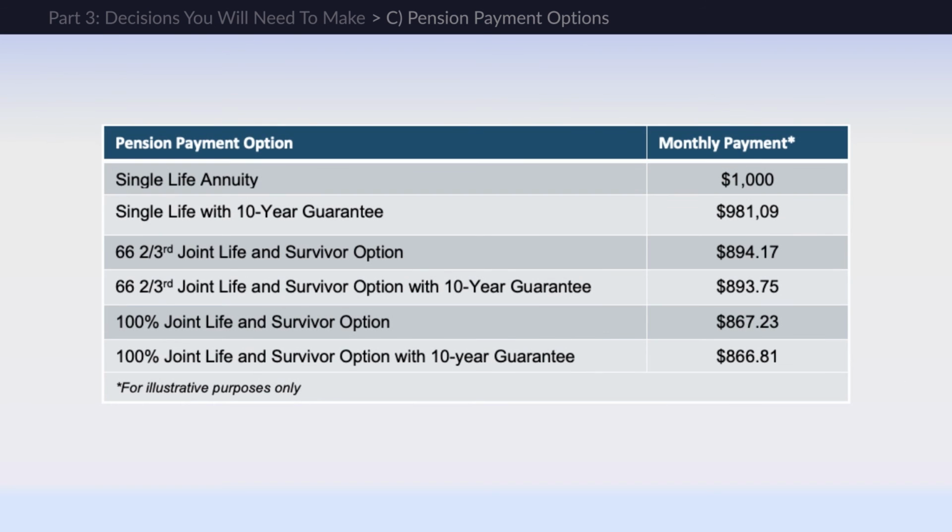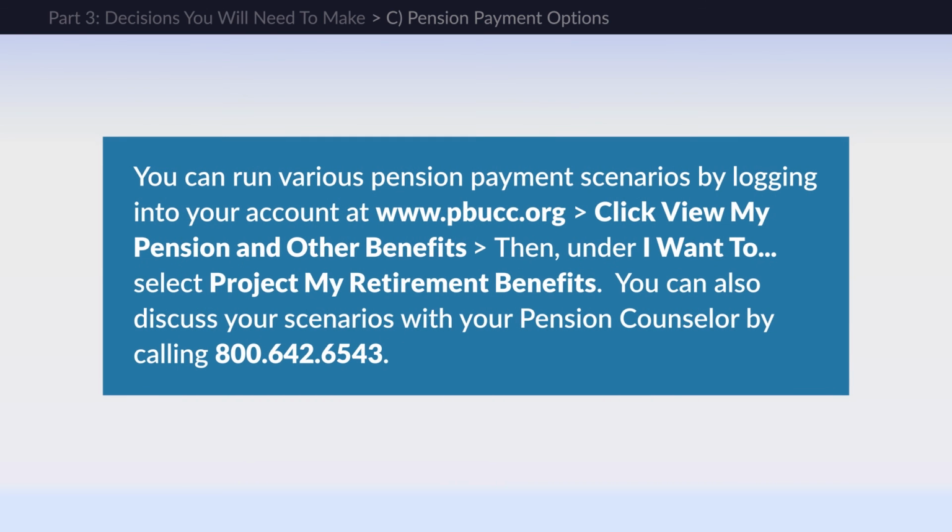This chart shows examples of varying monthly payments per annuity type that we just discussed. You can also run various pension payment scenarios by logging into your account at www.pbucc.org and by following the prompts provided on this screen. You can also discuss your scenarios with your pension counselor by calling 1-800-642-6543.